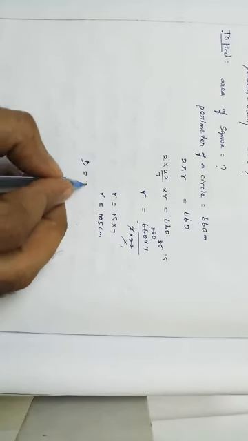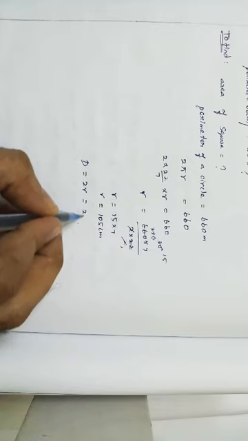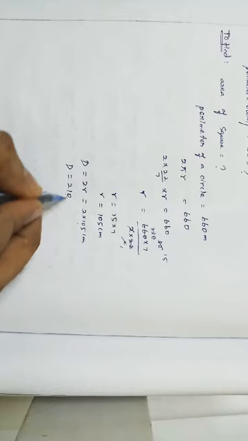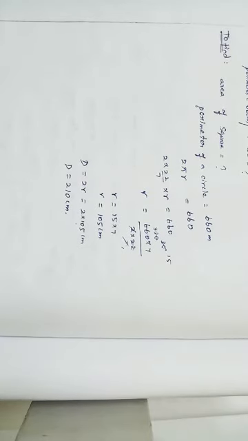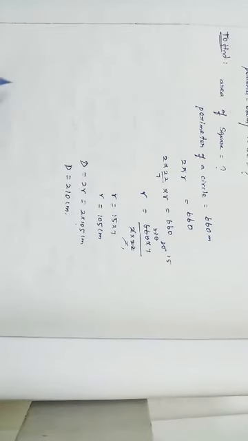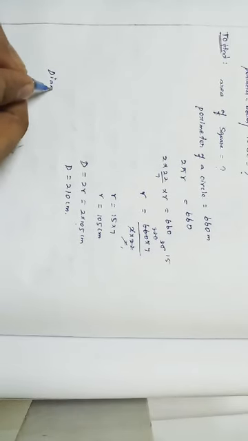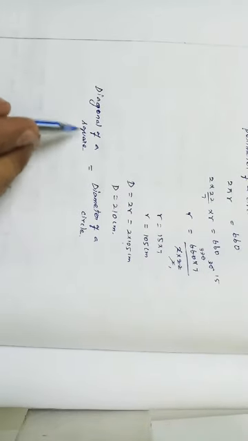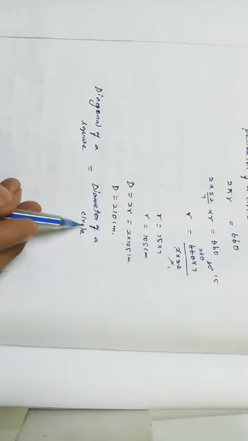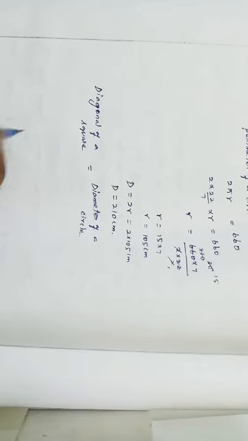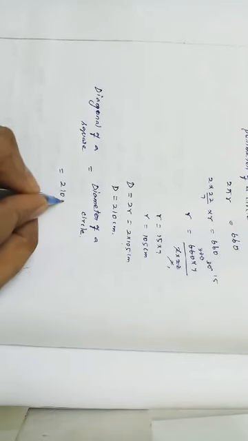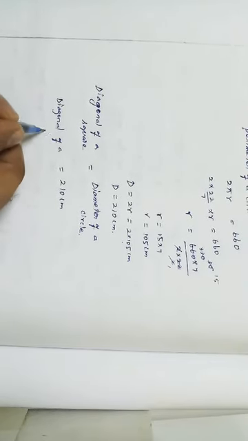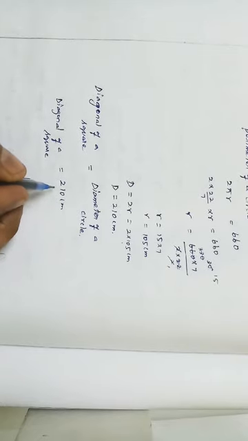Then the diameter is equal to 2r, that is 2 into 105 centimeter. So the diameter is equal to 210 centimeter. Here the diagonal of a square is equal to the diameter of the circle. So the diameter of the circle is 210 centimeter, and therefore the diagonal of the square is equal to 210 centimeter.